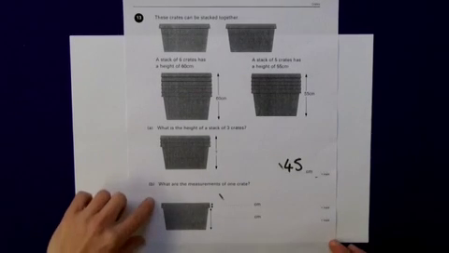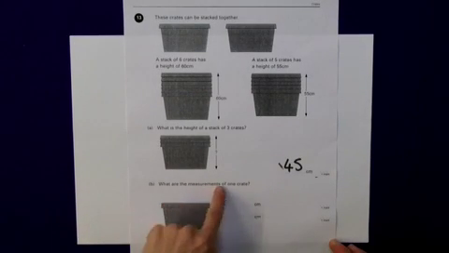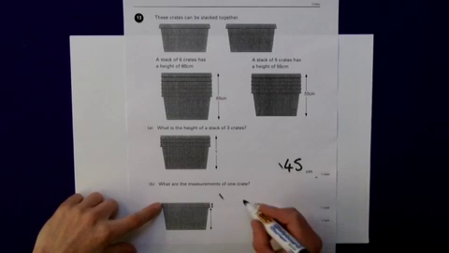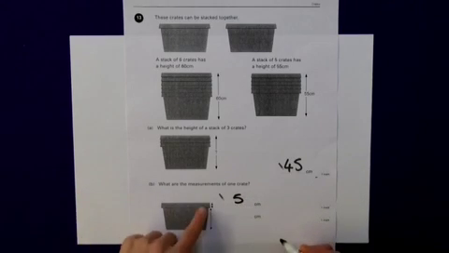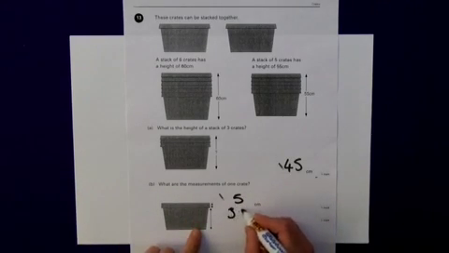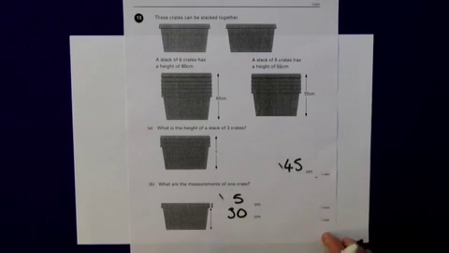Now the next part is actually easy because I've already done it. It says, what are the measurements of 1 crate? Well, I worked out that that was 5 centimetres for the rim, and the height of this base section was 30 centimetres. And I got 3 marks for all of that.